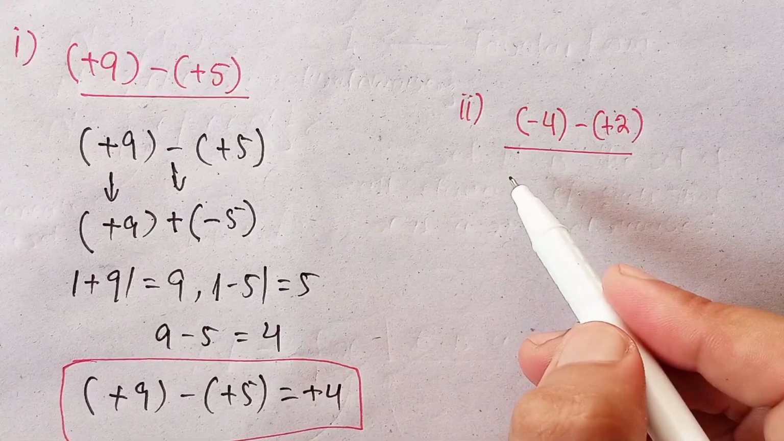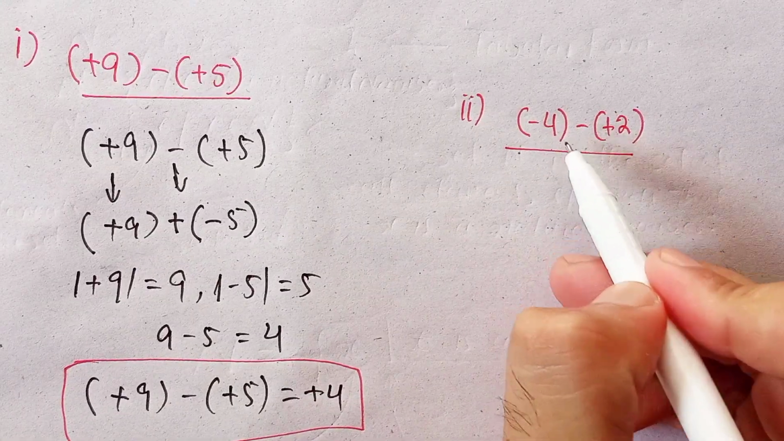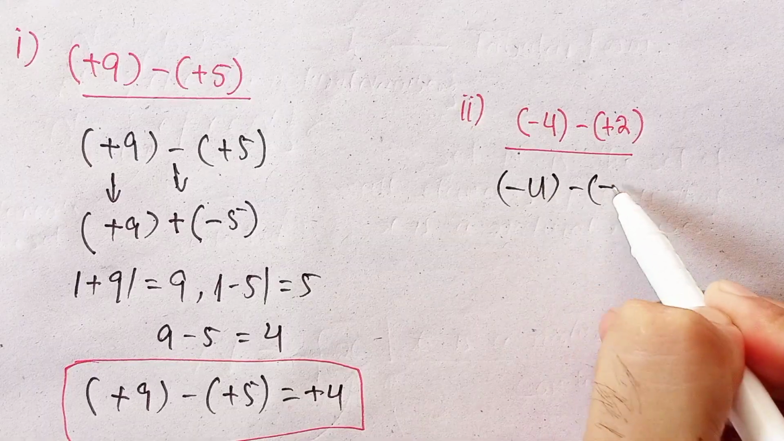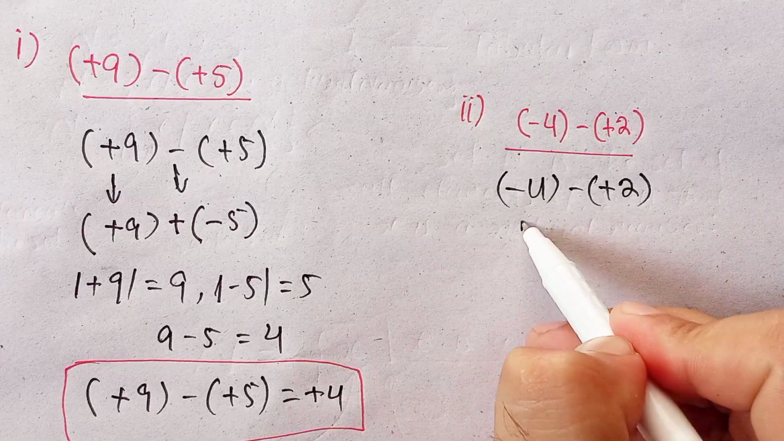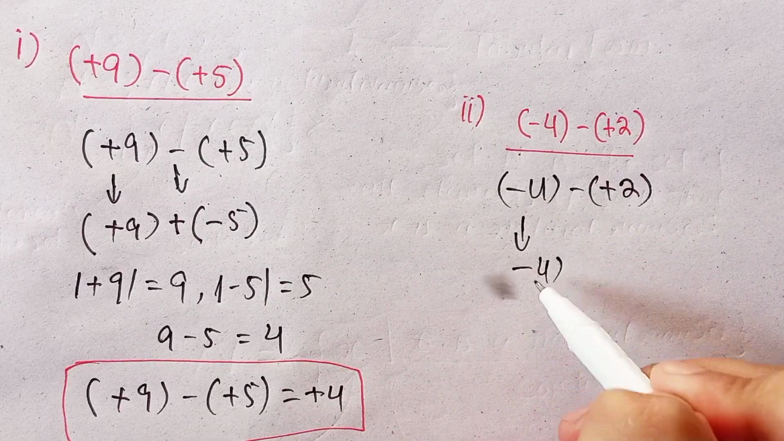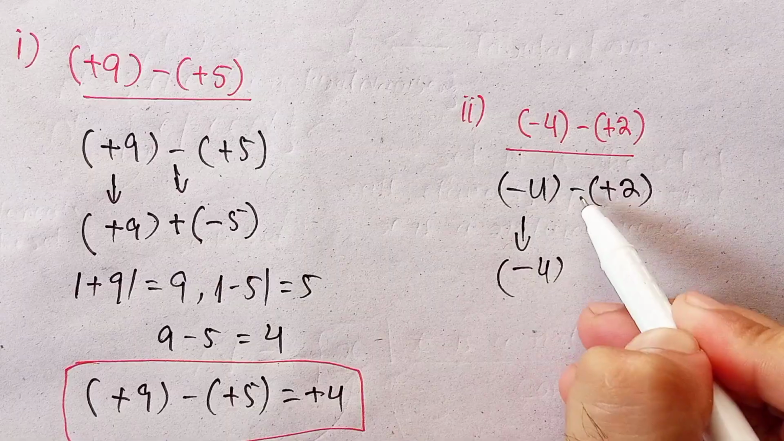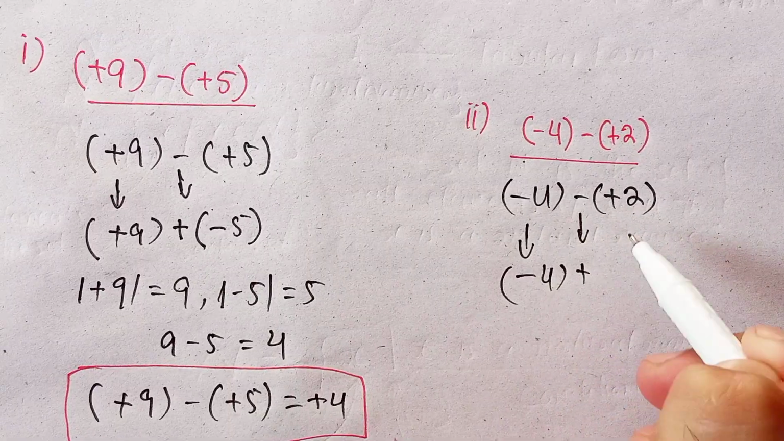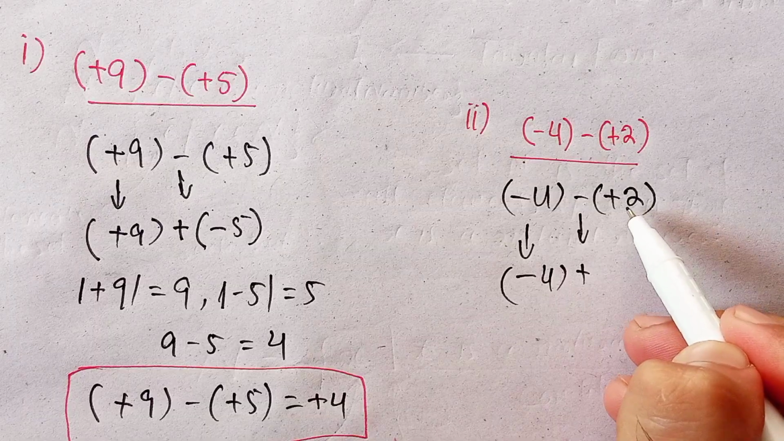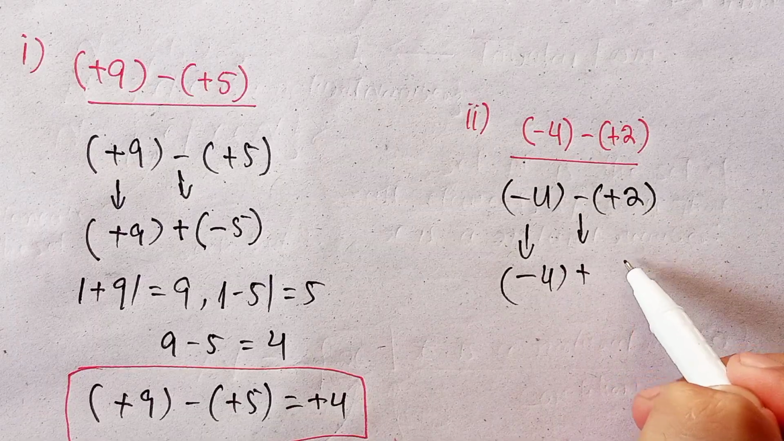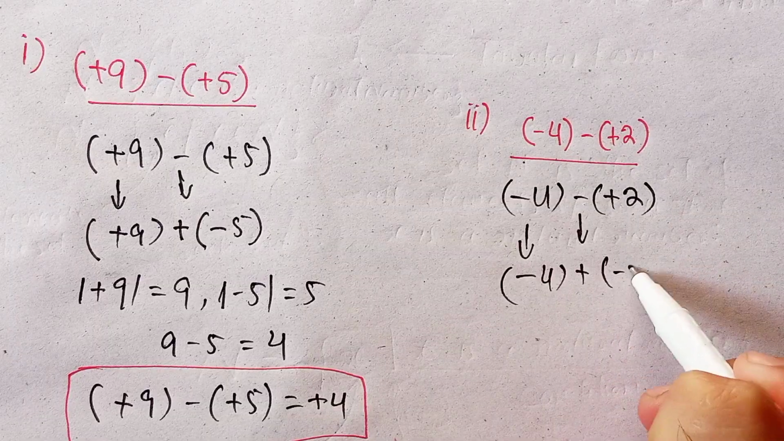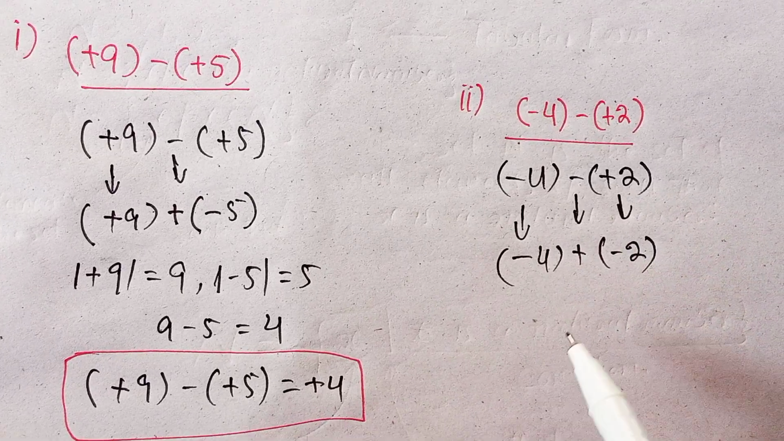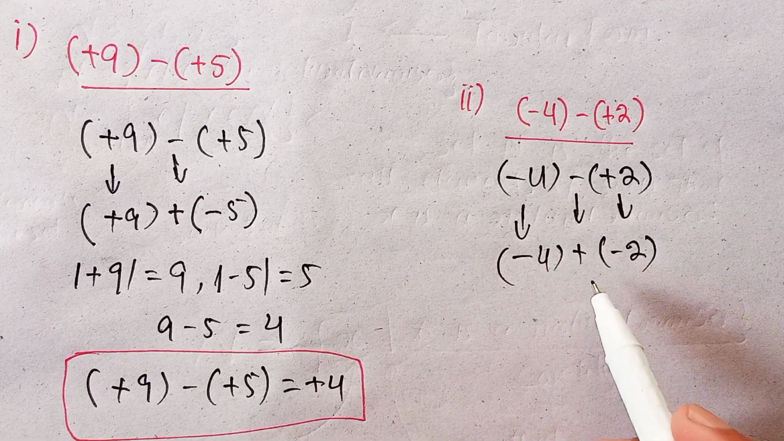In this question, we are going to subtract positive 2 from negative 4, as negative 4 minus positive 2. Keep the first integer as it is, negative 4. Change the minus sign to a plus sign, and change the sign of the second integer, which is positive 2, so it will be converted into negative 2. So positive 2 will become negative 2. Now add these two integers according to the rule of addition.